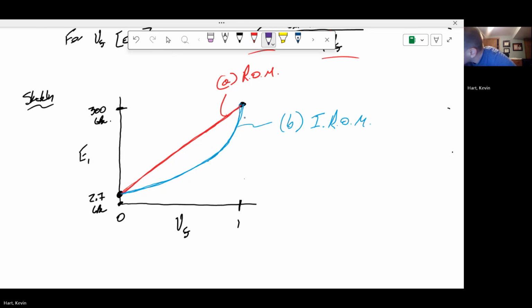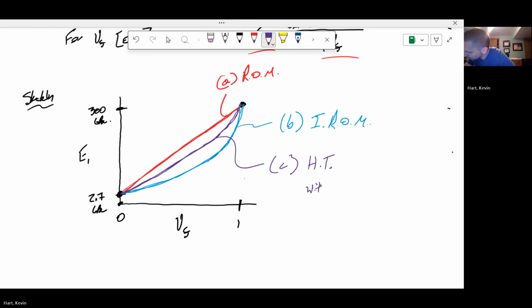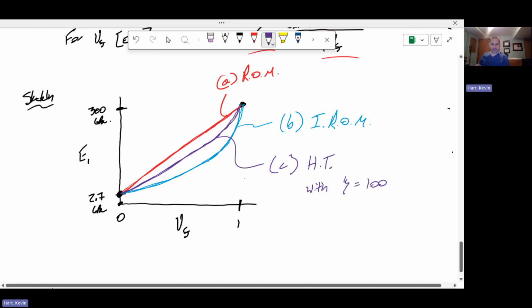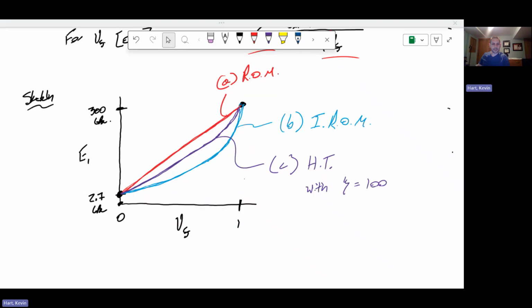So there is C, Halpin-Tsai with xi equals 100. So there you go, that's what it's going to ultimately look like. I think I did graph this some time ago. Let me see if I can find it. I'll have to look through some old notes, but I think I can find this. So just give me a second.